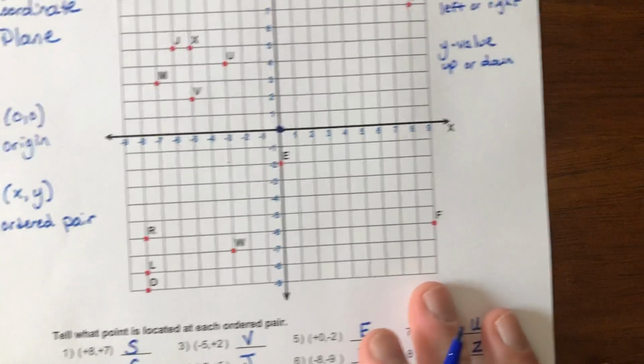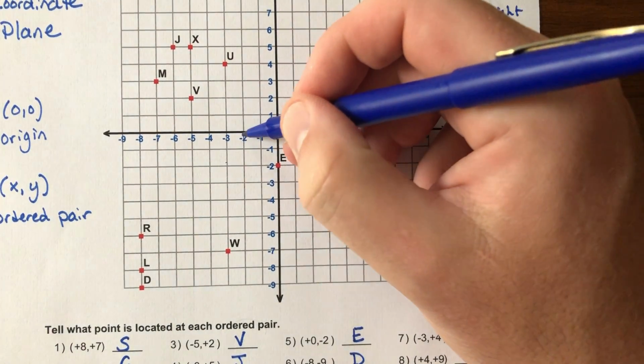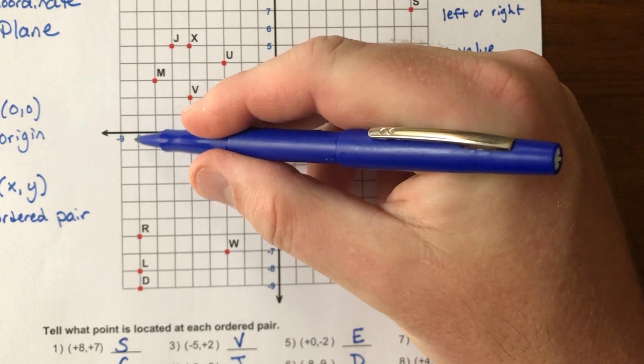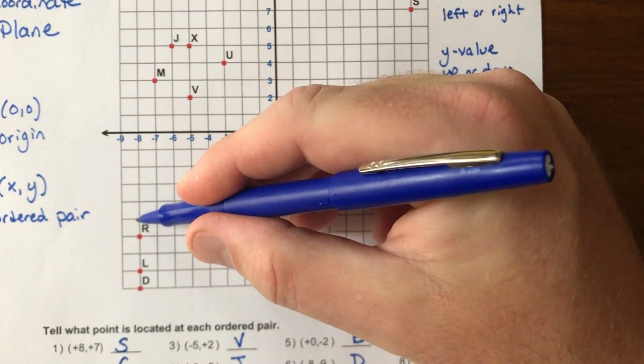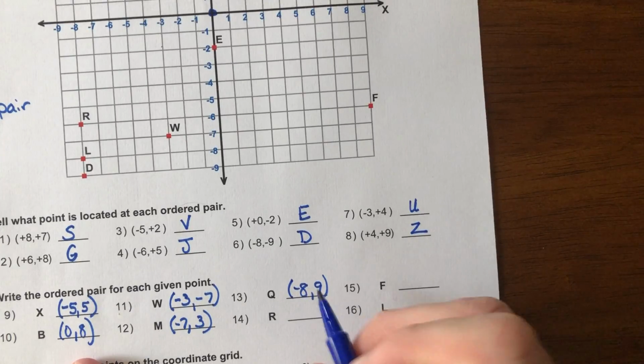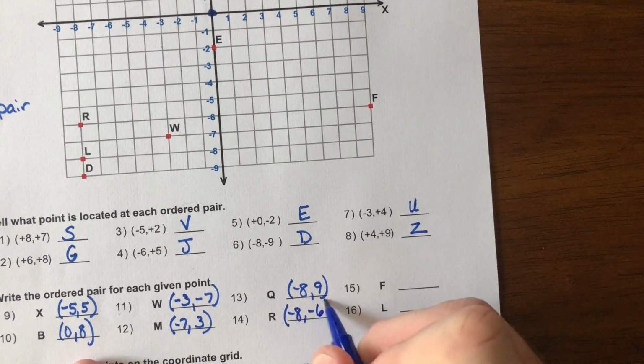And then R is right here. So I got to go over 1, 2, 3, 4, 5, 6, 7, 8, and then down 1, 2, 3, 4, 5, 6. So left 8, down 6. So those are both going to be negative. So -8, -6.